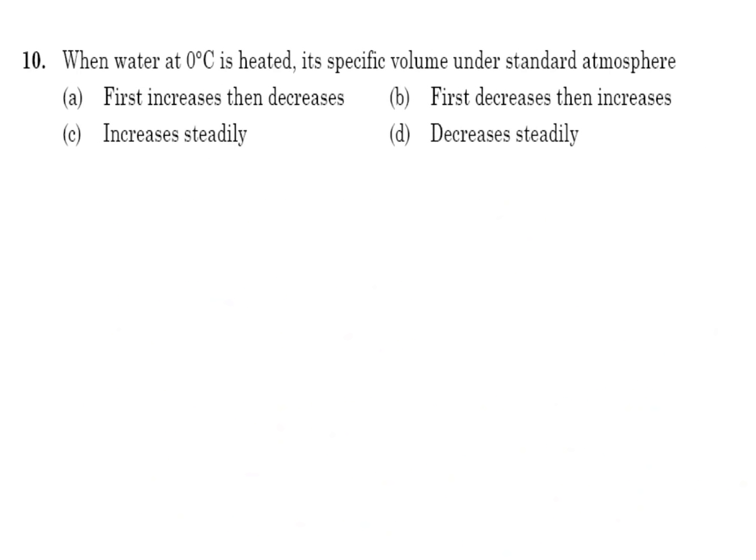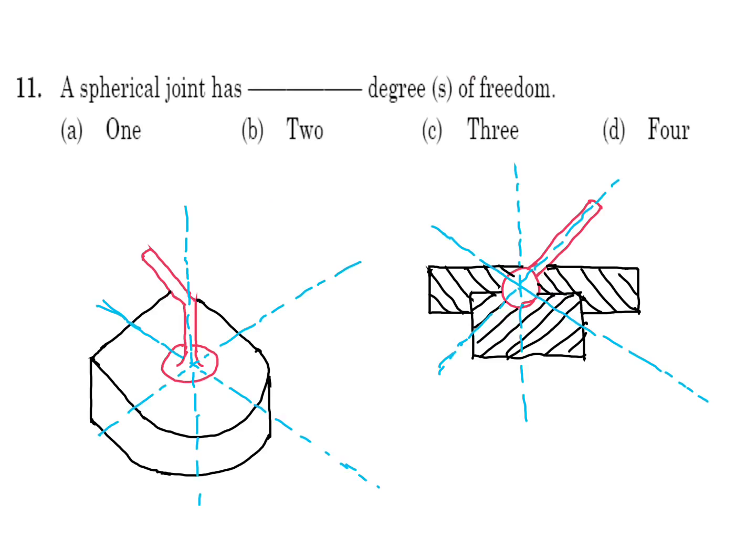When water at 0 degree Celsius is heated, its specific volume under standard atmosphere from 0 degree Celsius to 4 degree Celsius, first it will decrease, then it will increase. So first decrease, then increase. B is the answer.